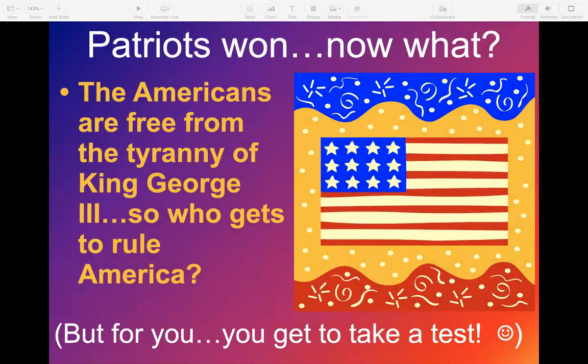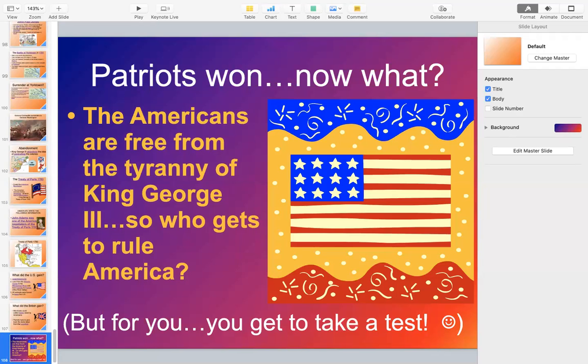The Patriots won. Now what? The Americans are free from the tyranny of King George III. So who gets to rule America? Yeah, so you don't have to worry about the bottom part, obviously. And I will leave you with that question, ladies and gentlemen.